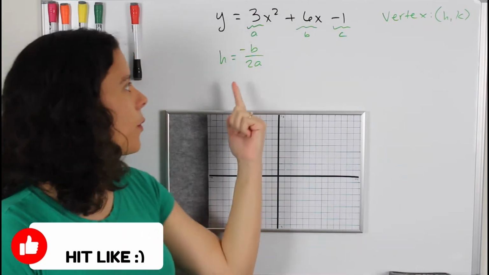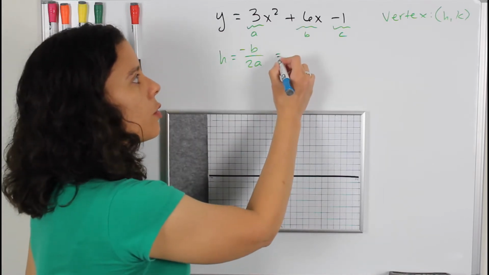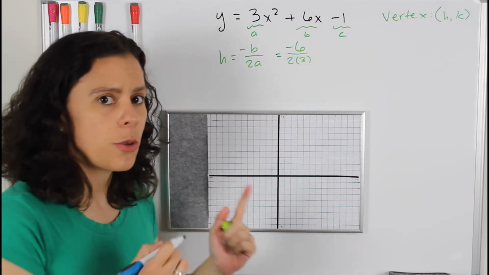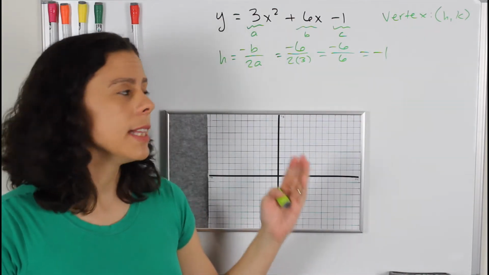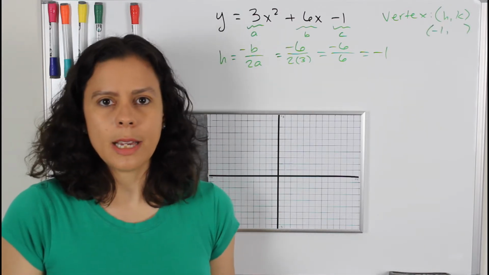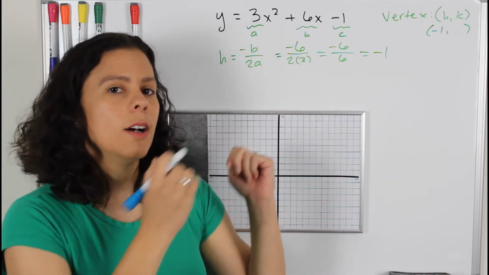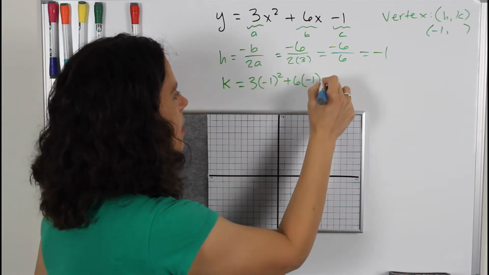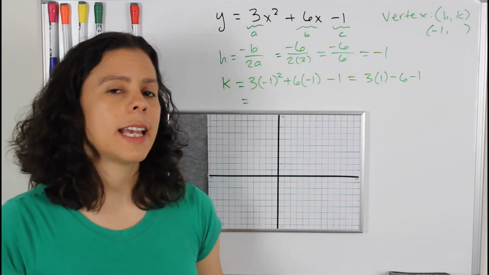All right, so now we solve for this. So remember that this is going to be -b, meaning the opposite of b. So h is going to be -6 over 2 times 3, which is -6/6, which is -1. So we know then that the x of the vertex is going to be -1. Now, how do we find the k? Well, the same way we find any other y point. We use the x value and we replace it in the equation. And then we have that the k is -4.